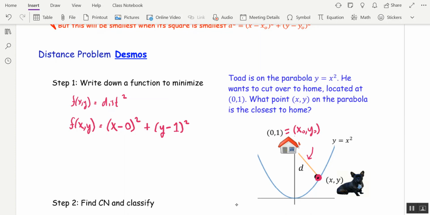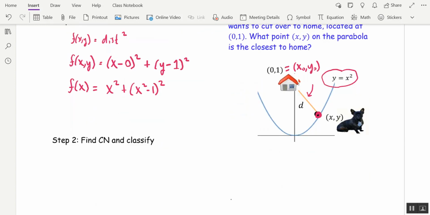Now that's a function of x and y, and to use our calculus methods, we need a function just of x. So here's the part where we use the fact that Mr. Toad is living on the parabola. y is x squared. And so we can replace y in that formula with x squared. And so we get x squared plus (x squared minus 1) quantity squared. And we want to minimize that function.